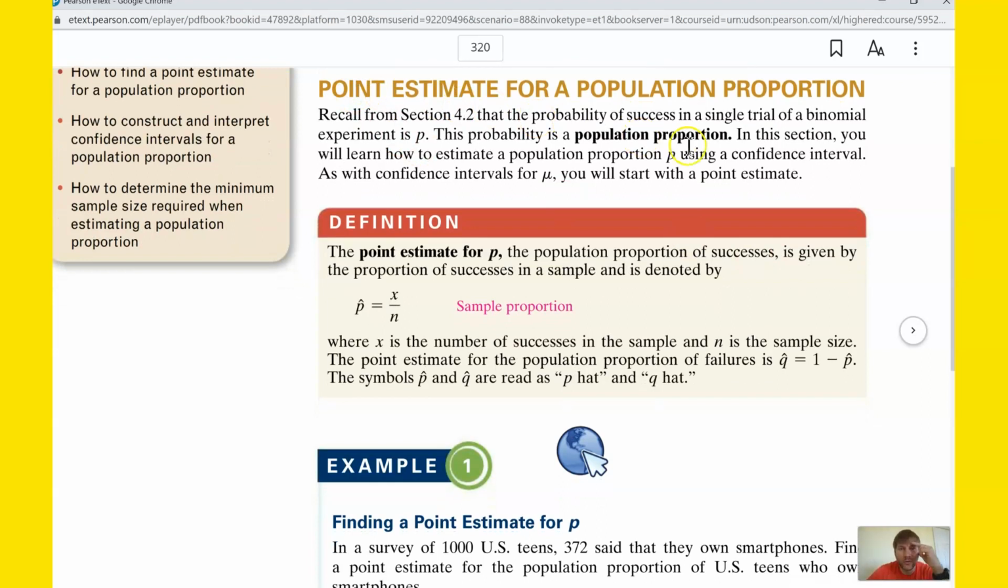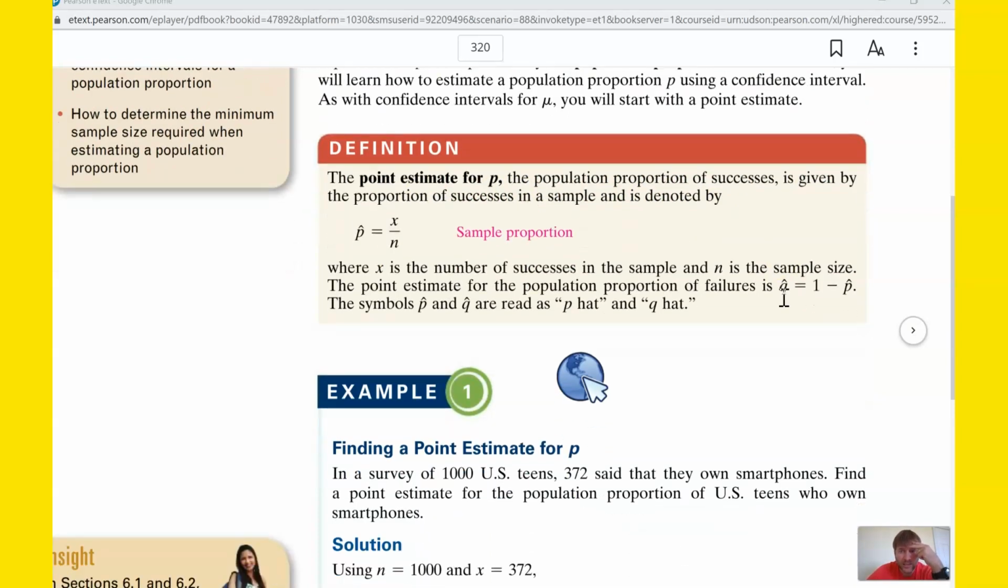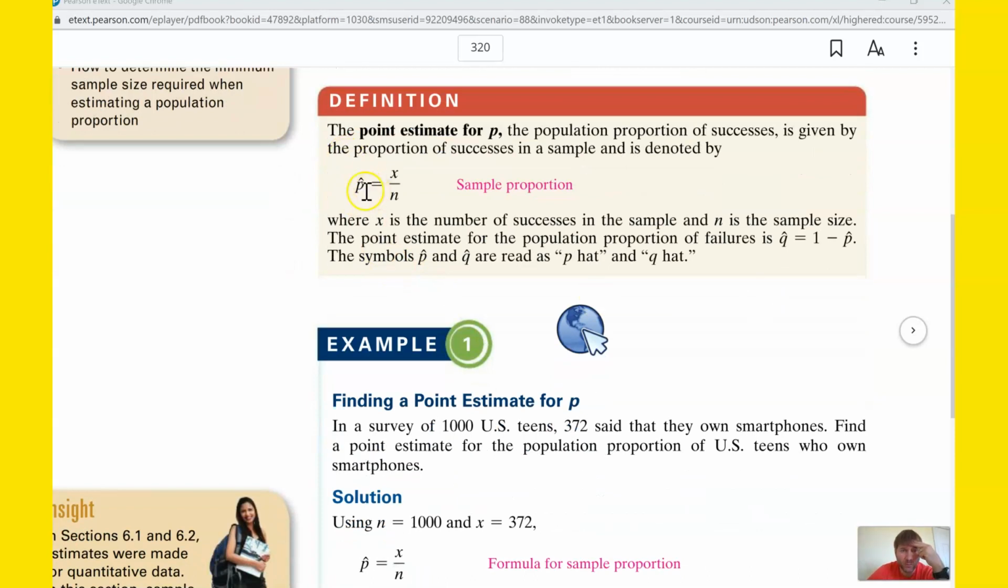Recall from section 4.2 that the probability of success for a single trial of a binomial experiment is p. The probability is a population proportion. In this section, you will learn how to estimate a population proportion p using a confidence interval. As with confidence intervals for mu, you will start with a point estimate. The point estimate for p, the population proportion of successes, is given by the proportion of successes in a sample and is denoted by p hat. This is called p hat.